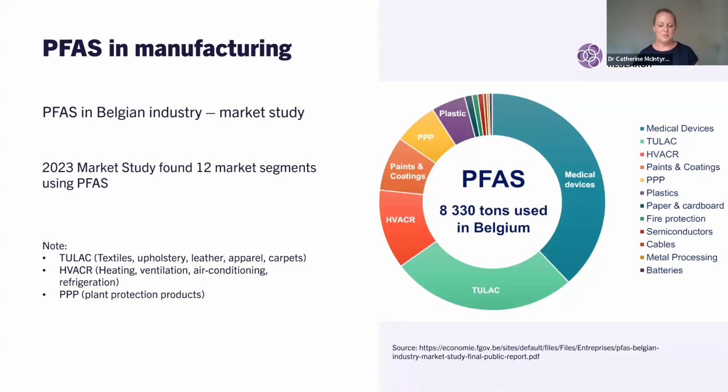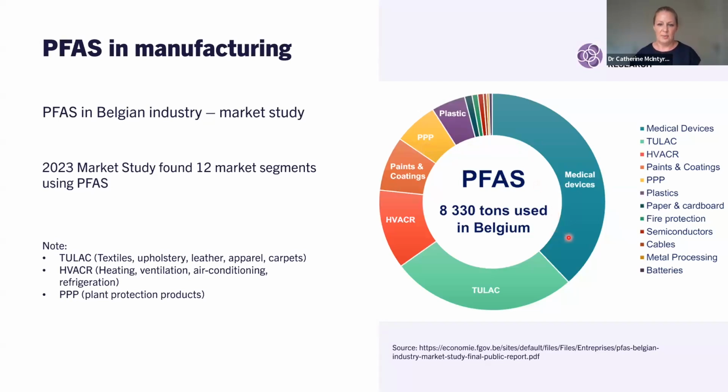So let's look at PFAS in manufacturing. Now, this is data from a Belgian study, a market study looking at the 12 market segments that use PFAS in Belgium. We don't have the same data for Ireland, so the distribution might be quite different, but in terms of the high users of PFAS in market segments, these are the top ones for Belgium. So the top one there is medical devices, followed by textiles. TULAC is textiles, upholstery, leather apparel, and carpets. And then there's heating and ventilation, paints and coatings, and PPP, which are plant protection products or pesticides.